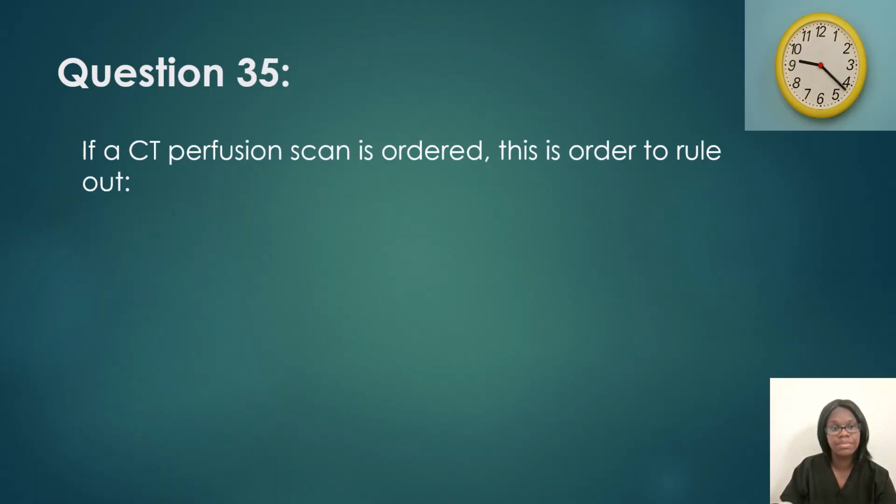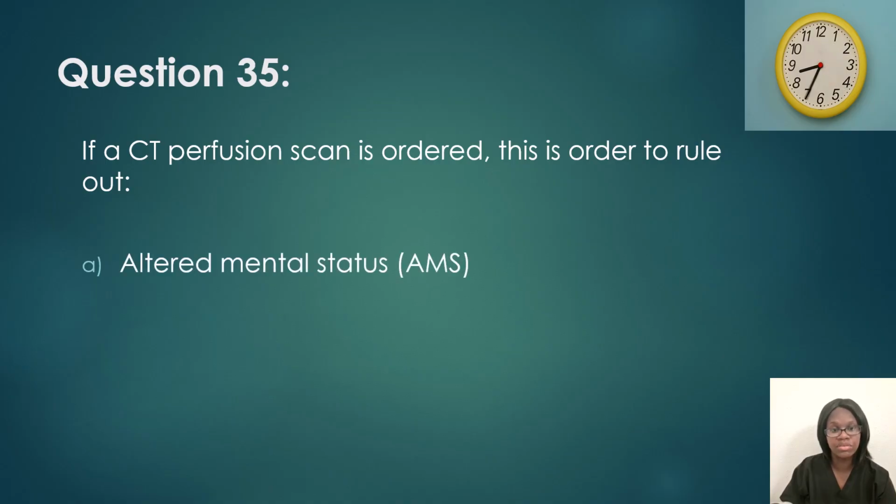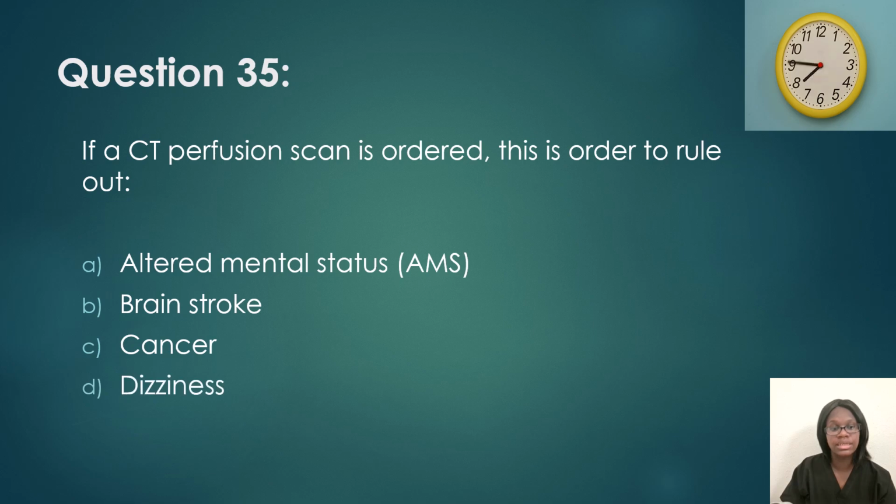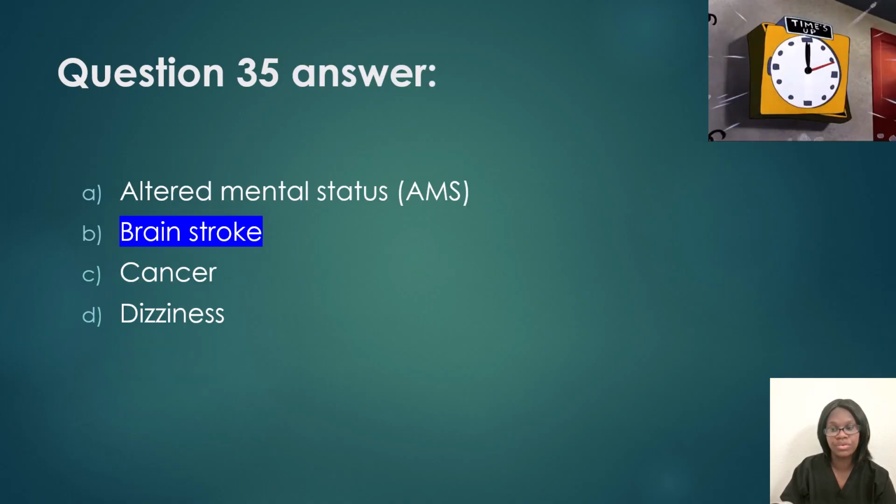Question 35. If a CT perfusion scan is ordered, this is ordered to rule out A, altered mental status or AMS, B, brain stroke, C, cancer, D, dizziness. All right, the correct answer is B, brain stroke.